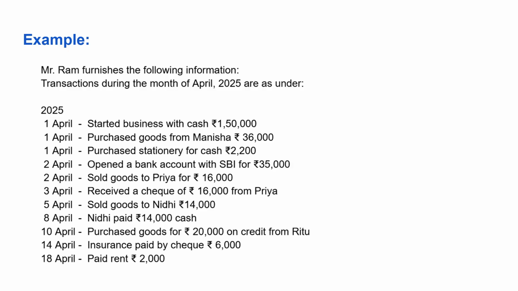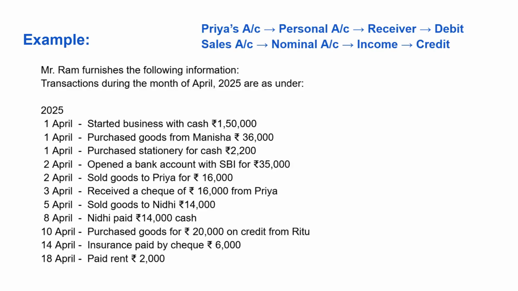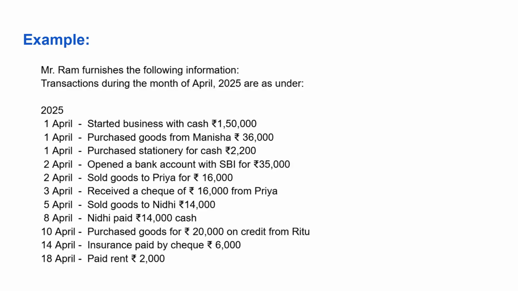The two accounts are Priya's account and sales account. Priya is a person, so it is personal account, and Priya is the receiver of goods. We have sold her goods, she has received. So Priya is the receiver of goods, and debit the receiver, so it is debited. And sales account is nominal account. After sales we will get the cash. We have not received it immediately, but in future we will receive it, so it is income. So credit all incomes, so it is credited. Let's see how we'll record it.